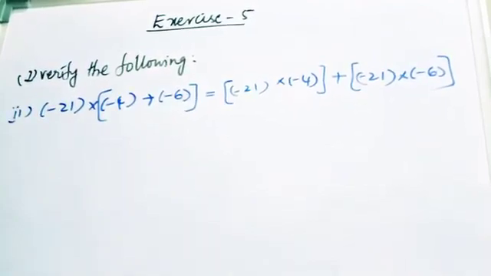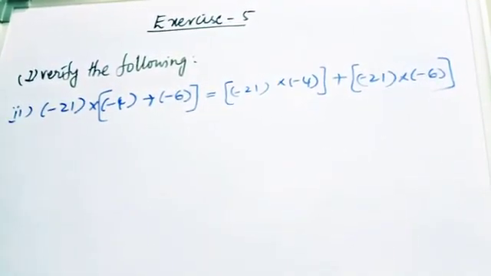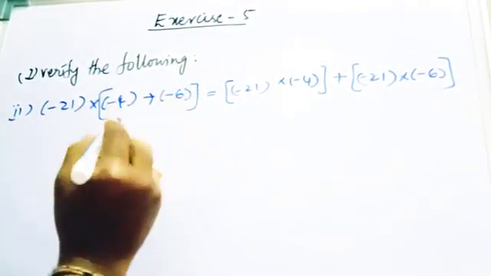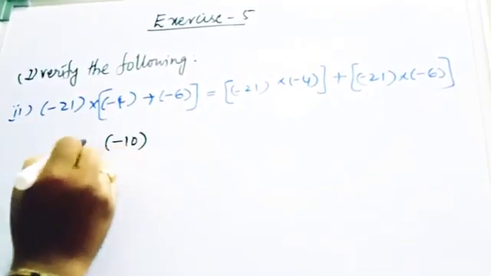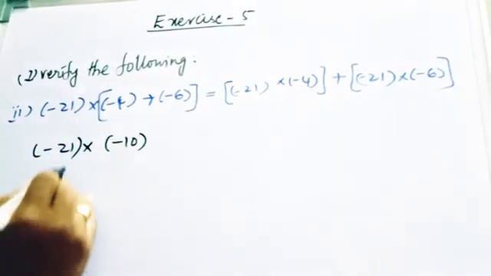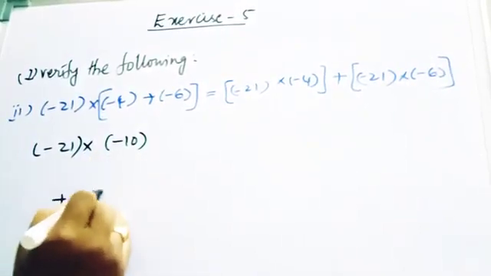Next problem is also based on the distributive property. So here we need to add, on the left side, minus 4 and minus 6, you will get minus 10. And then here we have minus 21. So minus into minus is plus, 21 into 10, you will get 210.